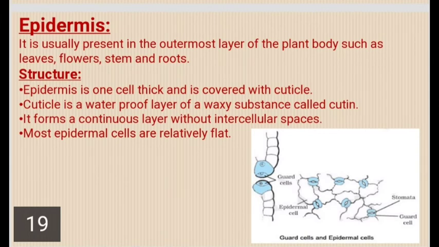Epidermis. It is usually present in the outermost layer of the plant body, such as leaves, flowers, stem, and roots. Structure. It is one cell thick and covered with cuticle. Cuticle is a waterproof layer of waxy substance called cutin. It forms a continuous layer without intercellular spaces. Most epidermal cells are relatively flat.